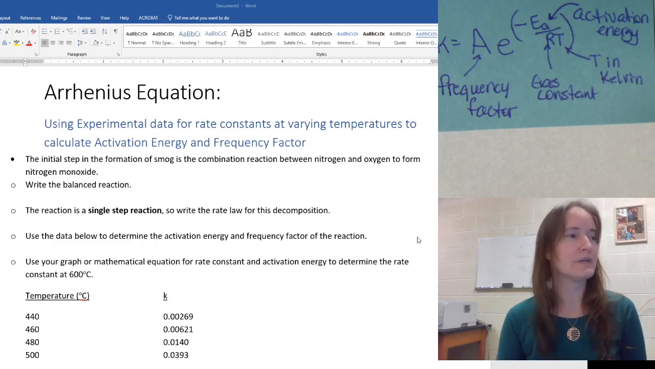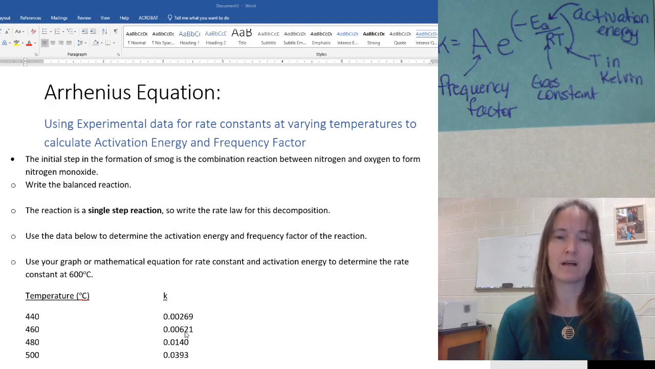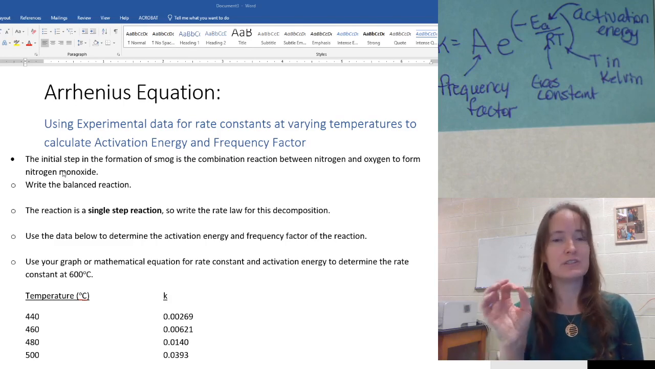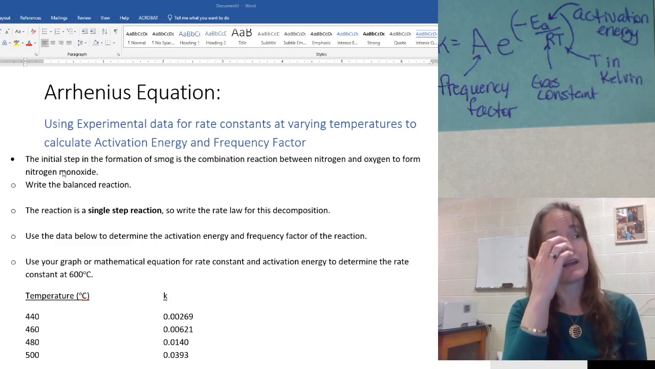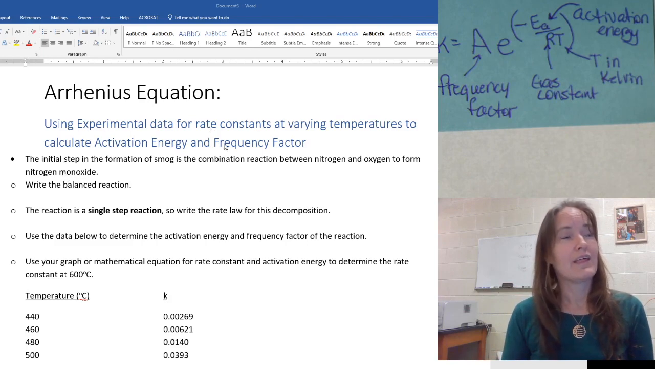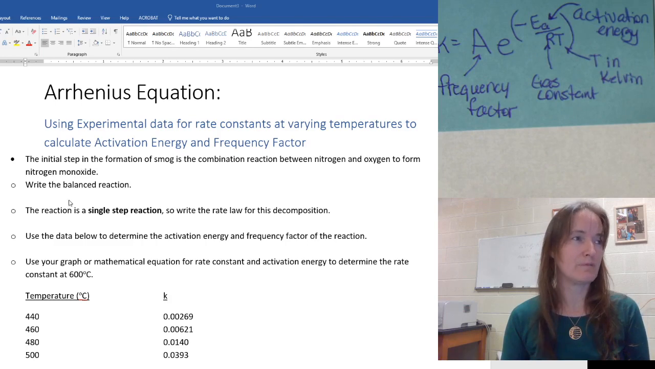So what we have here is some data. The temperature at 440 degrees Celsius, 460 degrees Celsius, 480 degrees Celsius, and 500 degrees Celsius. And then you have the rate constant at each of these temperatures. And you notice as the temperature goes up, the rate constant is getting bigger. So this experiment that was conducted is just the initial step in the formation of smog. The initial step is the combination of nitrogen and oxygen to form nitrogen monoxide.